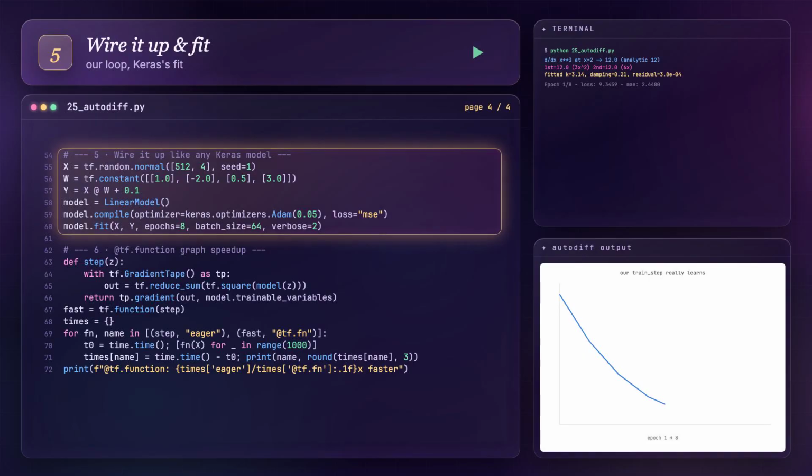We wire it up like any model, instantiate, compile with an optimizer and a loss, then call fit. Because we overrode train_step, every batch now runs our code. But the progress bar, the metric logging, the callbacks all still work. Watch the loss fall from about 9 down past 1/10 over 8 epochs. Our handwritten step is really learning. That's the payoff. Total control over the gradient step, zero loss of Keras conveniences.